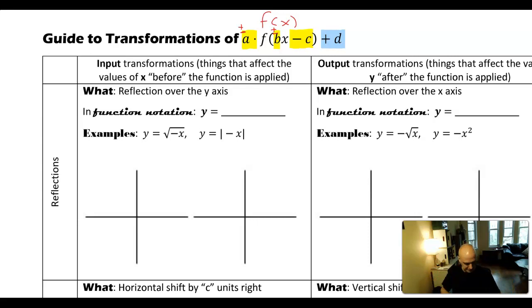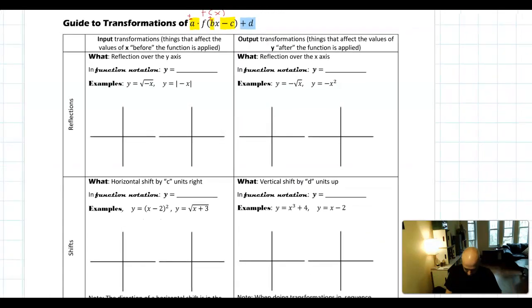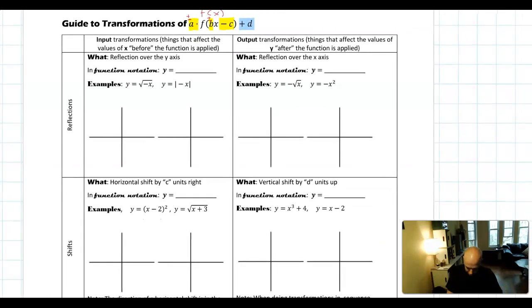Those are all on this page. Looking at this worksheet, I've grouped them in the following way. Rows are the different types of transformations. We have reflections, shifts, and stretches. Columns are transformations that affect the inputs or x values, and then transformations that affect the outputs or y values. So that's how this sheet is organized. And we usually treat input transformations and output transformations a little bit differently.